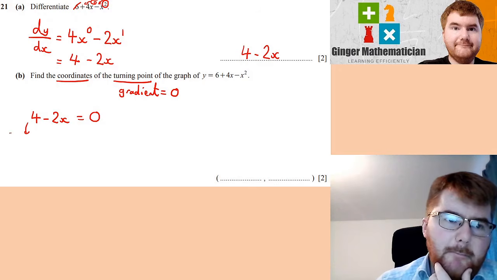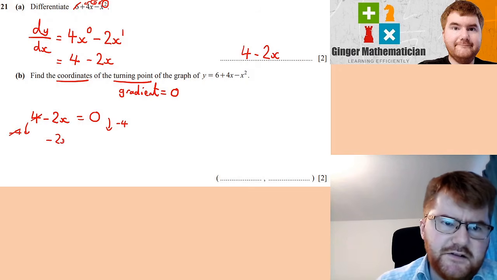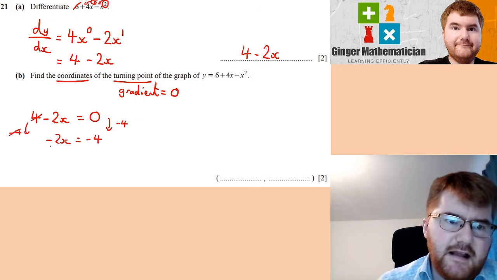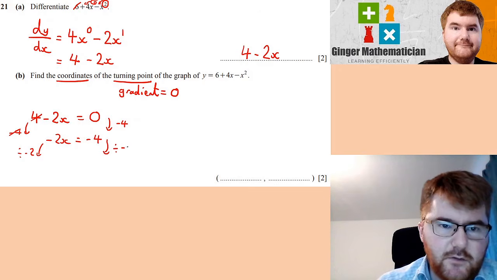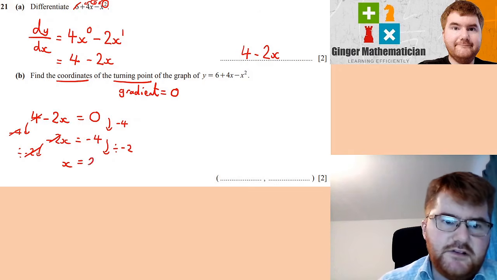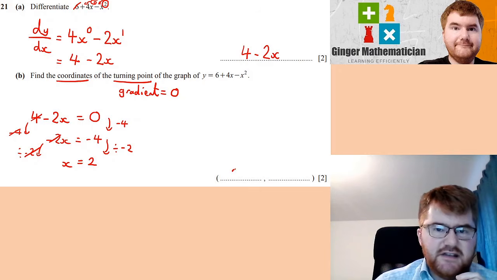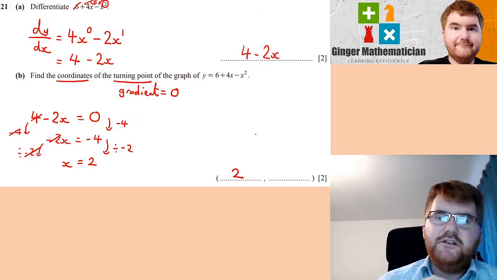I'm going to minus 4 on both sides of the equation. This cancels. We get minus 2x is equal to minus 4. And if we divide by minus 2 on both sides of the equation, this cancels and we're left with x is equal to 2. Now notice that's not our final answer. That is just the x-coordinate of the turning point.